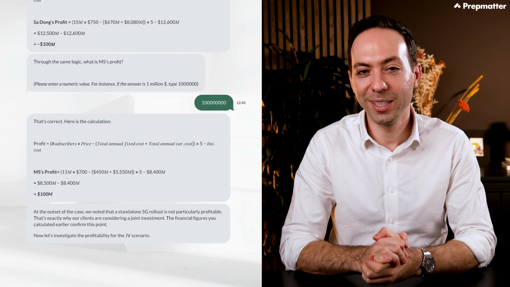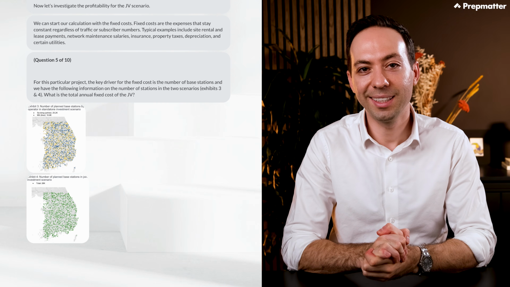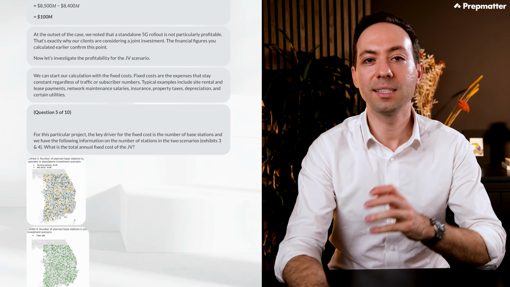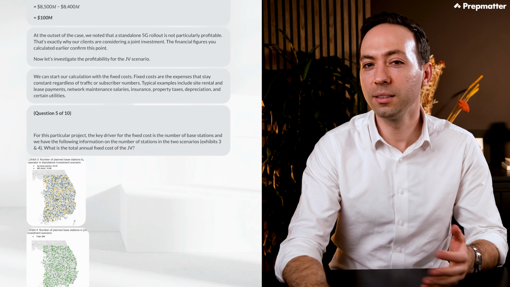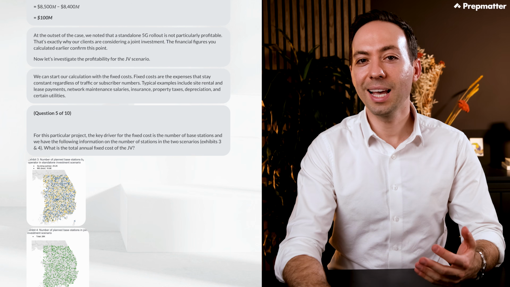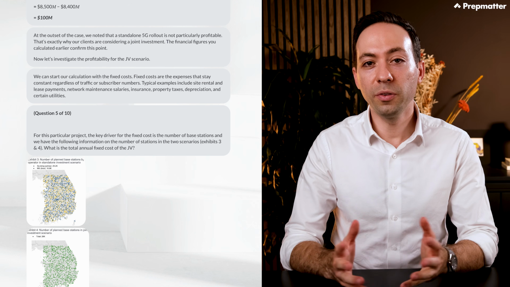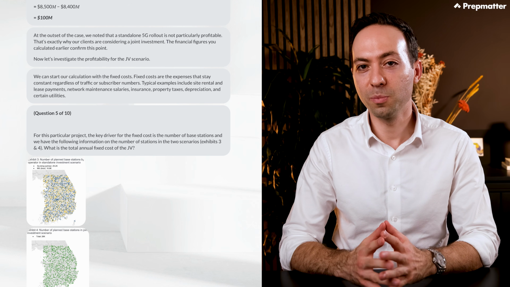Great, we got this right too. Let's continue reading the text. At the outset of the case, we noted that a standalone 5G rollout is not particularly profitable. That's exactly why our clients are considering a joint investment. The financial figures you calculated earlier confirm this point.